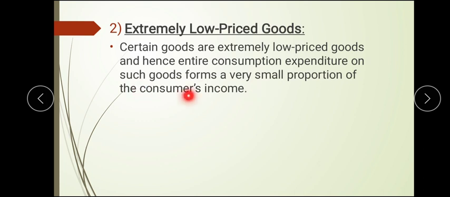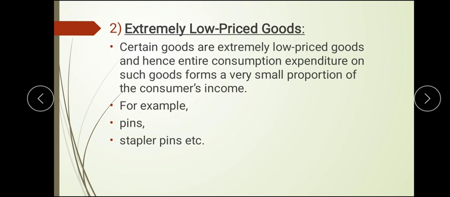It means that if a consumer has an income, from that income he tries to spend a very nominal, very small amount on a particular type of goods, and that type of goods is called low price goods. So that's why you find what kind of goods there are. We can say pins, different pins which are being used, as well as staple pins. These different small things, staple pins and pins, are examples of extremely low price goods, where the law of demand does not work.